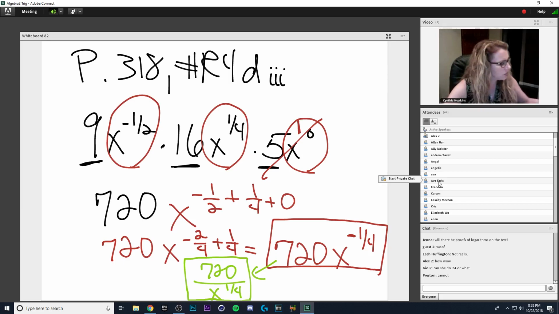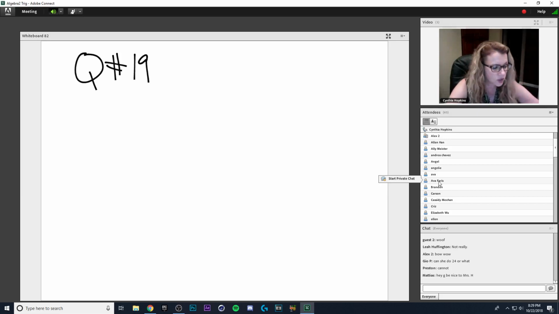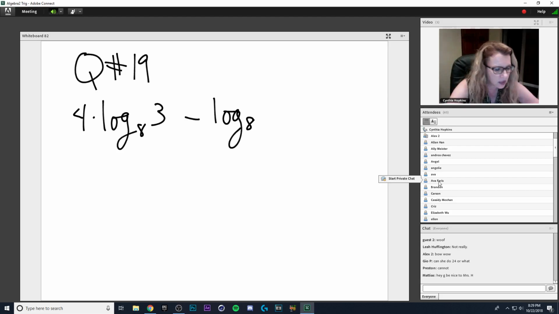19 on the quiz. Okay, that's actually an excellent question. All right, so this is the quiz, quiz number 19. Okay, and this goes back to Ellen's question about reviewing the properties of logs. So it says 4 times log base 8 of 3 minus log base 8 of 6.